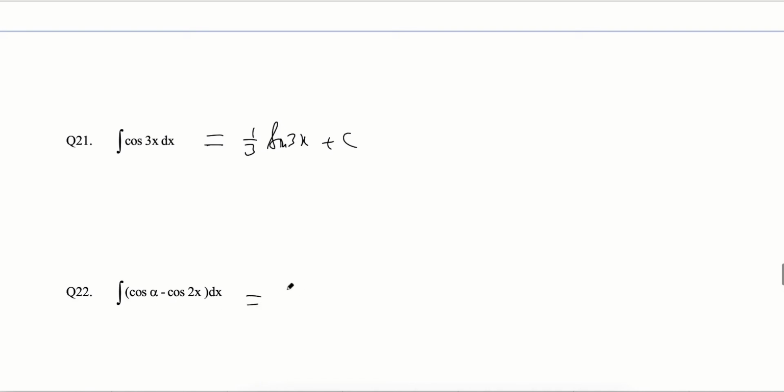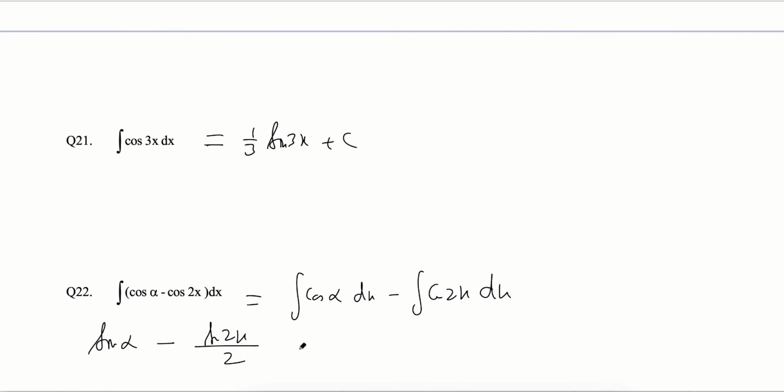This one, send it inside. Cos alpha dx minus cos 2x dx. Carefully, what I am going to do. Cos alpha integration sin alpha, minus cos 2x integration sin 2x by 2, because coefficient of x is this, plus c. Have you noticed? Yes, I did a blunder. I did a blunder mistake.